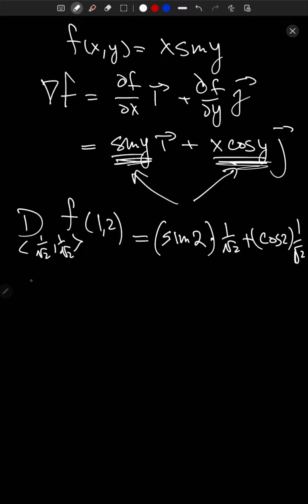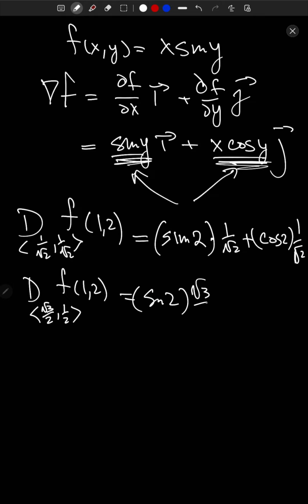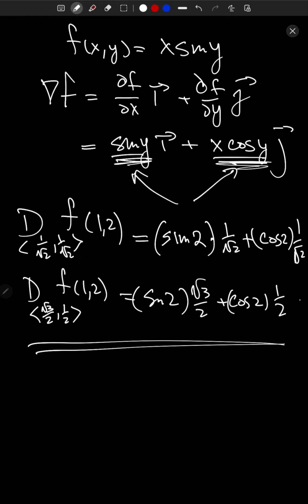All right. And if I change my mind, instead I want (root 3 over 2, 1 half), right? I want to understand how my function changes here. Then it would just be sine of 2 times root 3 over 2, plus cosine of 2 times 1 half. Okay. So once we have the gradient, the directional derivative is super easy to compute.